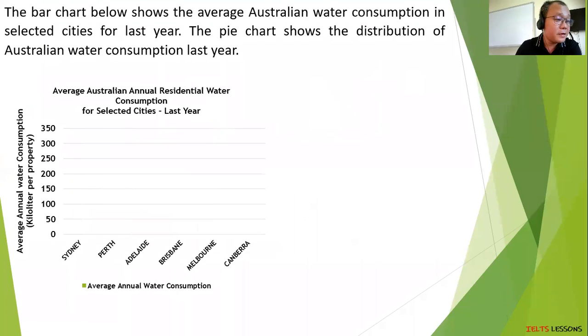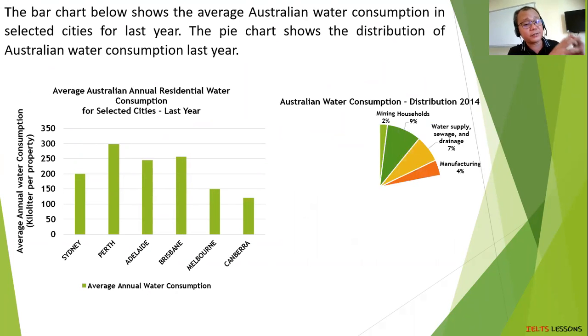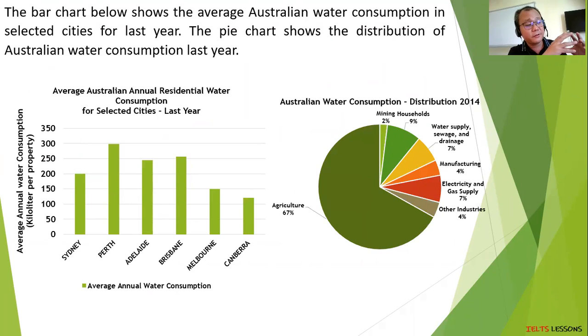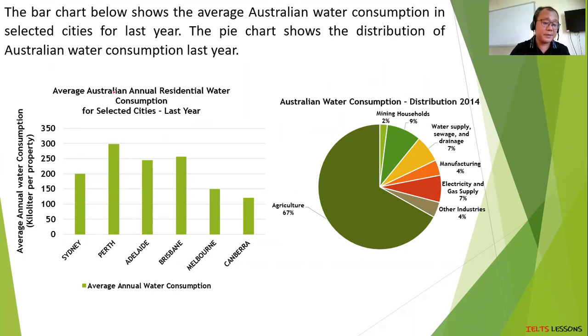Okay, so here the combination that we are going to study today is a combination of a bar graph and a pie chart. As you can see in this graph, the topic is the water consumption in Australia, in 5 different cities. So the city of Sydney, Perth, Adelaide, Brisbane, Melbourne, and Canberra.